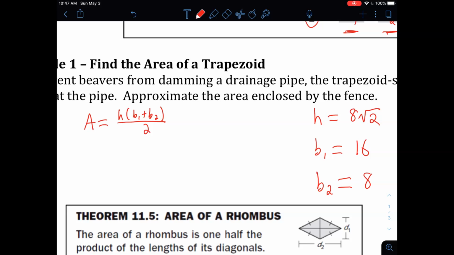So we're going to plug it in. So area equals the height was 8 square root of 2 times base 1 was 16 plus 8 all over 2. So area is going to equal, we simplified that some more, 8 square root of 2 times, what's 16 plus 8 going to be? That's going to be 24 all over 2.